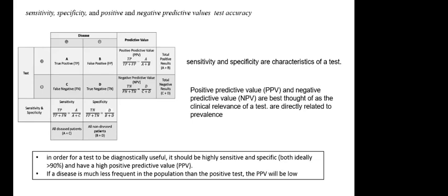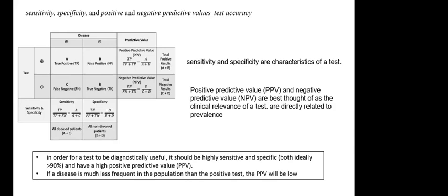The first row represents all the positive results using the test. The second row represents all the cases that tested negative. So sensitivity is the percentage of individuals with the disease who have a positive result on the test. Specificity, on the other hand, is the percentage of individuals without the disease who have a negative test result. So sensitivity and specificity are characteristics of the test.